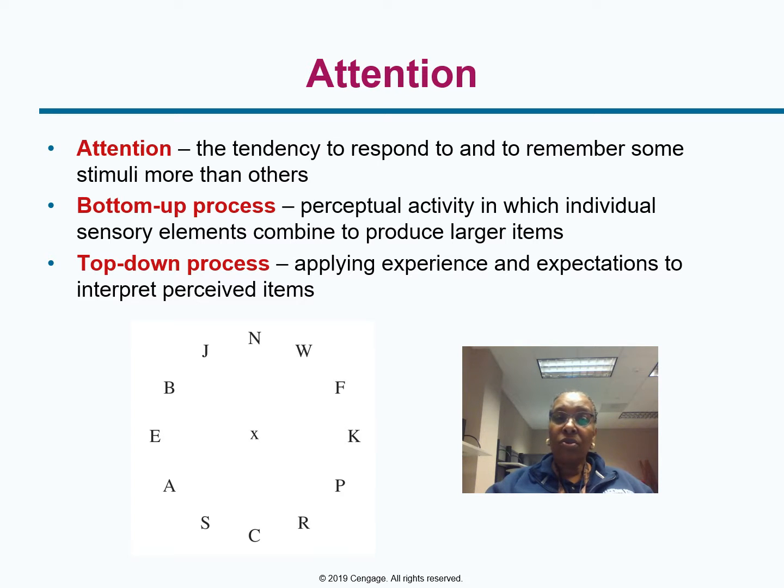We can also control our attention by deliberately shifting it from one item to another in what we call a top-down process. Now, to think about this, fixate your eyes on the X in the center of this slide, the graphic on the slide. And then, without moving your eyes, go ahead and read the letters in the circle clockwise. As you see, it is possible for you to control your attention without even moving your eyes.